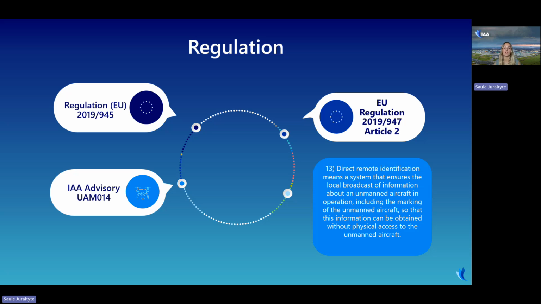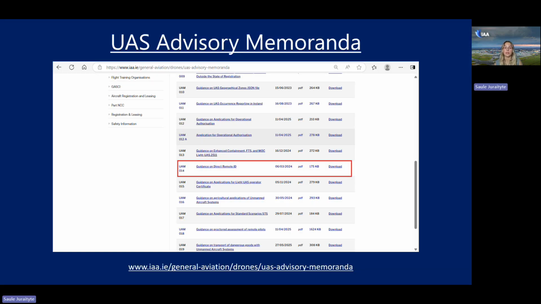The requirement is established under Regulation EU 2019-945, and it is further guided by the IAA's UAS Advisory Memorandum UAM 14, which provides national level clarification and implementation details. So, it can be found on our website, www.iaa.ie. It is under /general aviation, in the drone section, and you will find it under the advisory memoranda. You can see here that it is highlighted in the red box under UAM 014.